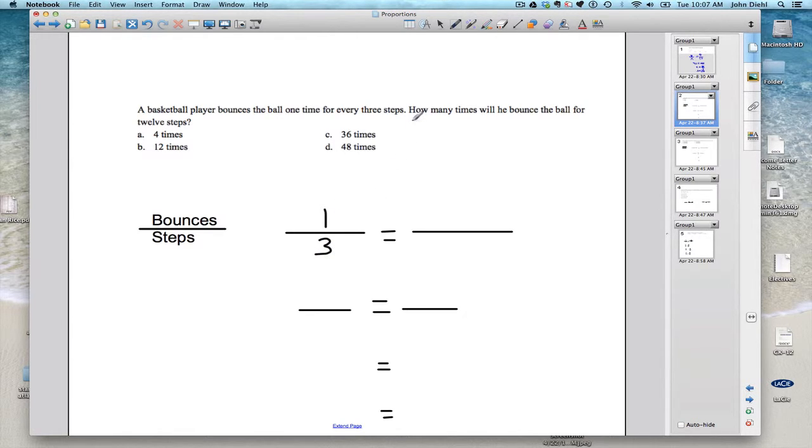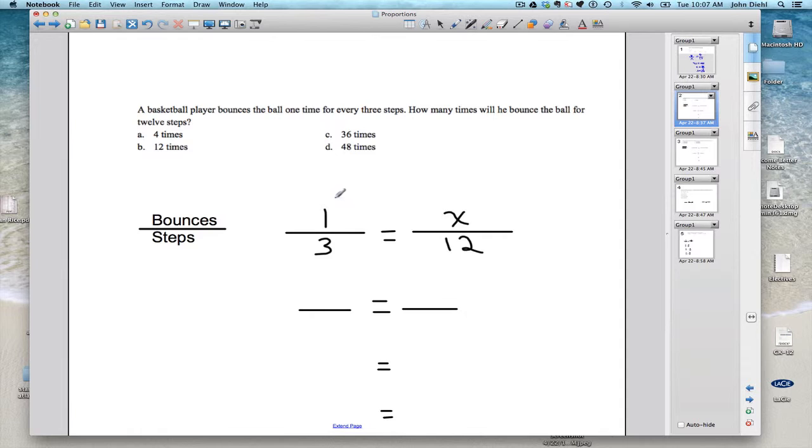So let's read on and see if we can complete this proportion. How many times will he bounce the ball? Okay, we don't know. We want to figure out how many times he'll bounce it. That's our unknown. We'll let that be x because that's what we're trying to find out. How many times will he bounce the ball for 12 steps? Well, we do know how many steps he's taking, 12. Right there we've set up our proportion, and we can simply use what we did in the past, which is cross multiply.